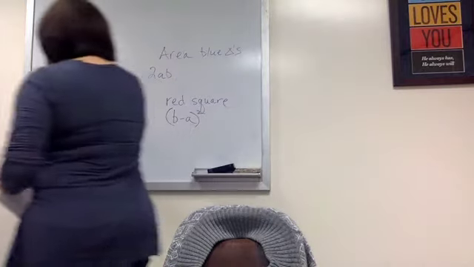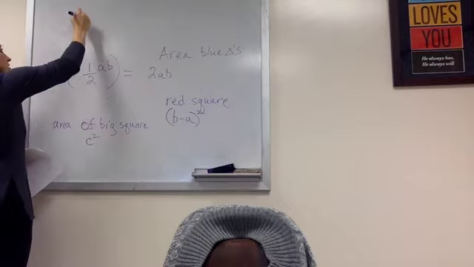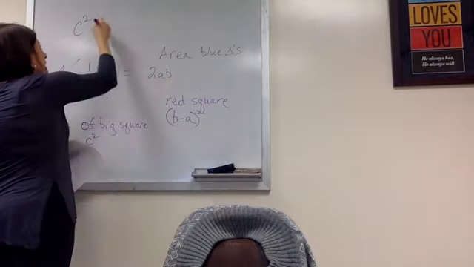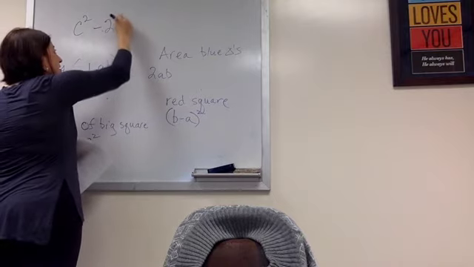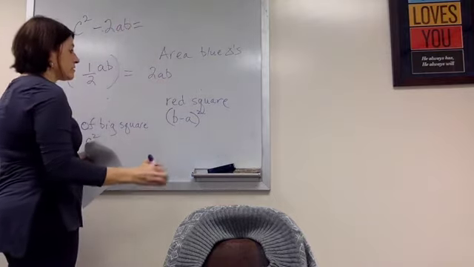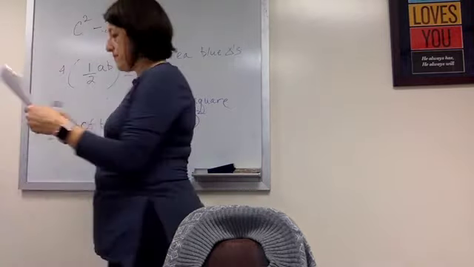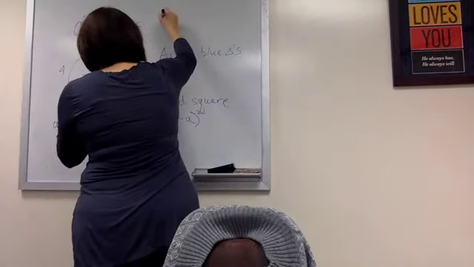So we're going to say C squared, which is the area of the whole big shebang, minus 2AB, has got to equal the area of the little red square. So we're setting that equal. Let's see if that's true.